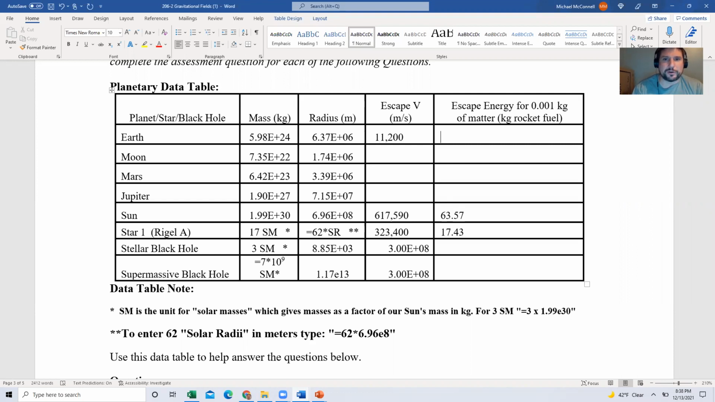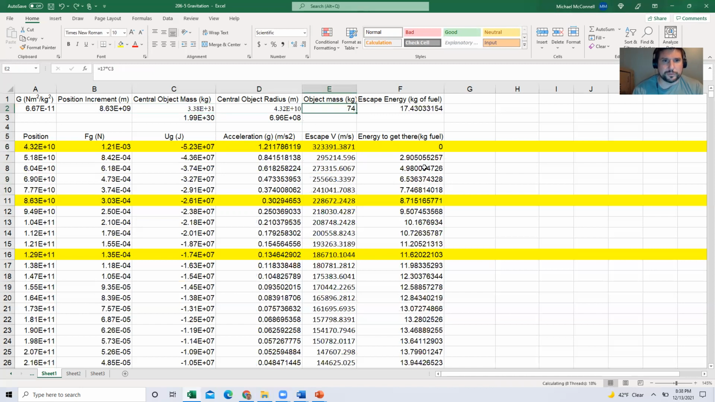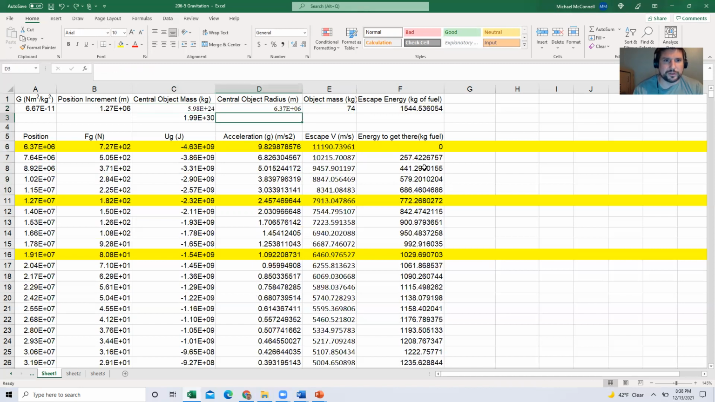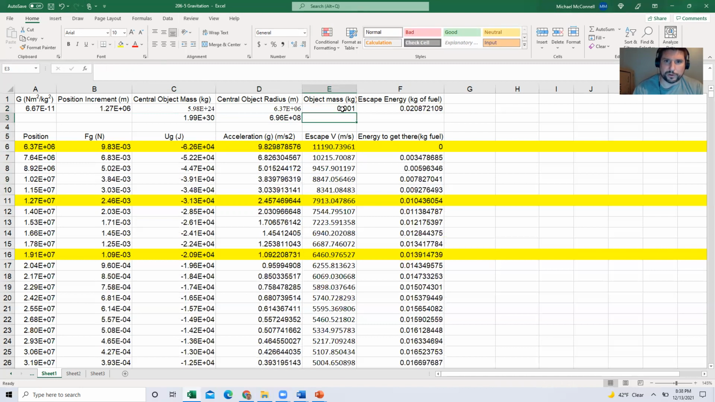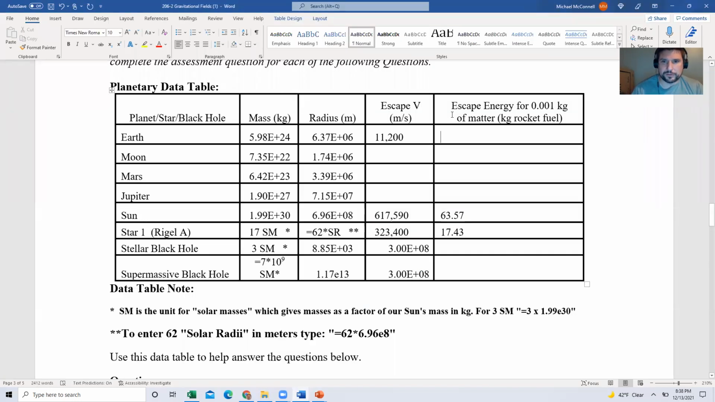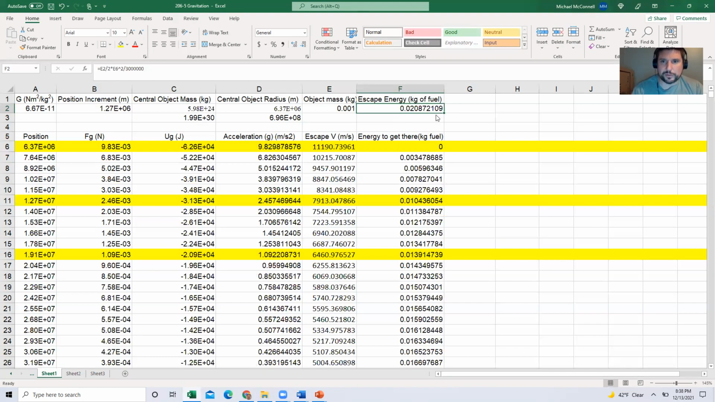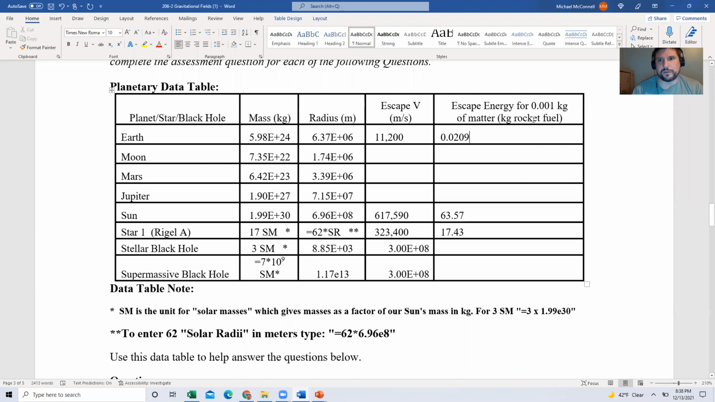To escape from the Earth, that same amount of mass, let me just undo back until we have the data for the Earth in there. Oh wait, let me redo that. I want to leave those there. All right, but the mass of the Earth, and 0.001. Notice it only takes about 20 grams to allow 1 gram to escape. So 0.0208 kilograms, or 209 kilograms of rocket fuel to lift off 1 gram, 0.001 kilograms.